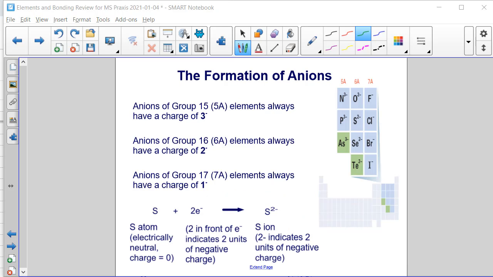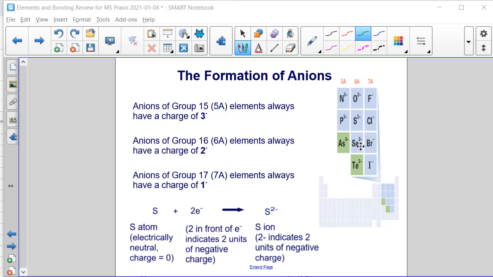Let's look at the other side of the periodic table and talk about the formation of anions. So we can see zoomed in here these major groups of anions, group 15 or 5A, 16 or 6A, and 17 or 7A. The anions here in group 15 always have a 3- charge. In 16 always have a 2- charge, and 17 always have a 1- charge.